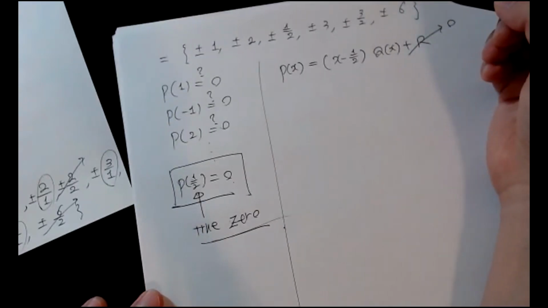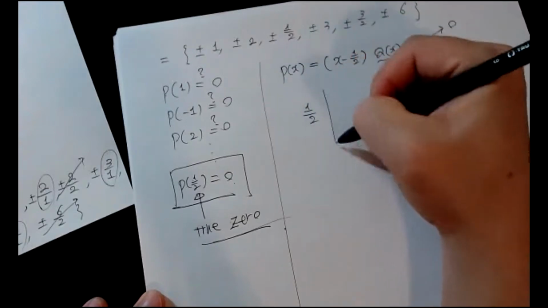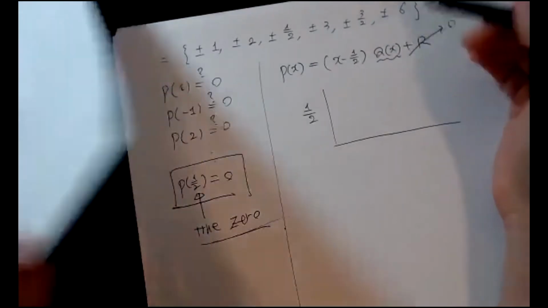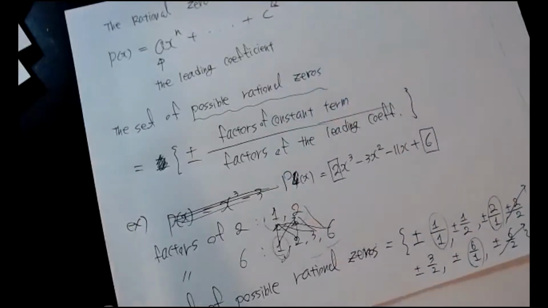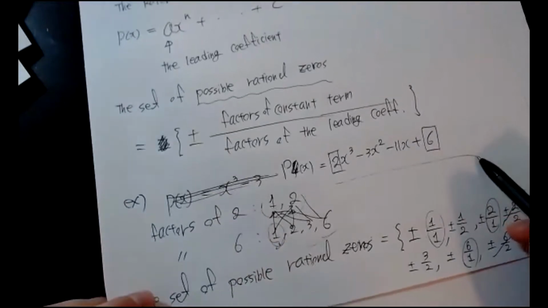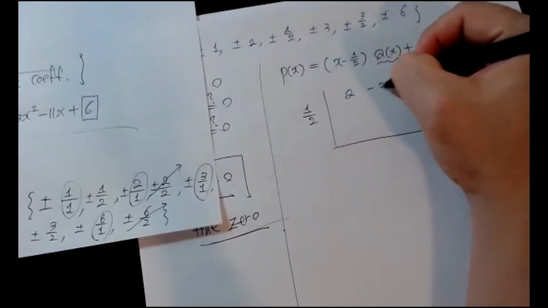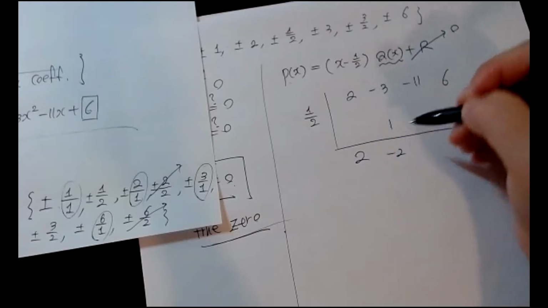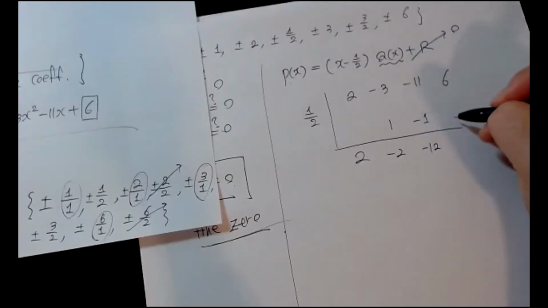So let's figure out q of x. Using synthetic division, I'm going to divide p of x by x minus 1/2. The dividend p of x is 2x cubed minus 3x squared minus 11x plus 6. So the coefficients are 2, negative 3, negative 11, and 6. The bottom row is 2, 1, negative 2, and the products are negative 1, negative 12, negative 6, and the remainder is 0.